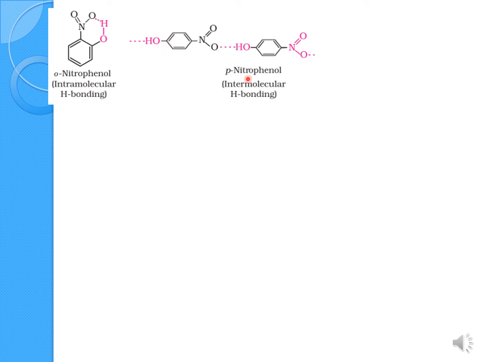But if you look at paranitrophenol, it cannot form intramolecular hydrogen bonding because the nitro group and OH group are lying far apart from each other. But it can form what? Intermolecular hydrogen bonding. This is one paranitrophenol, this is the second paranitrophenol molecule, and as you can see, a hydrogen bond is formed between the oxygen atom of the nitro group of the first molecule and the hydrogen atom of the second molecule. So in this way, a number of paranitrophenol molecules can associate to form a long chain.